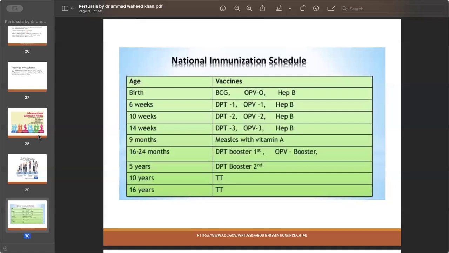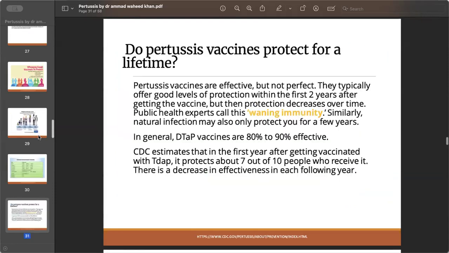At 9 months, measles with vitamin A. At 16 to 24 months, DPT booster first and OPV booster. At 5 years, DPT booster second, at 10 years tetanus toxoid, and at 16 years TT.